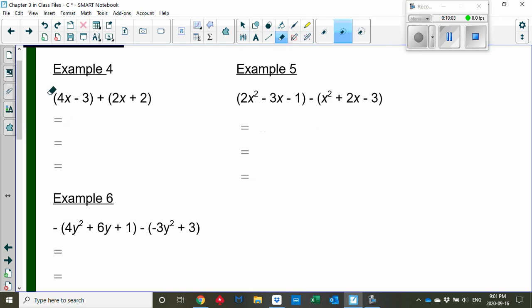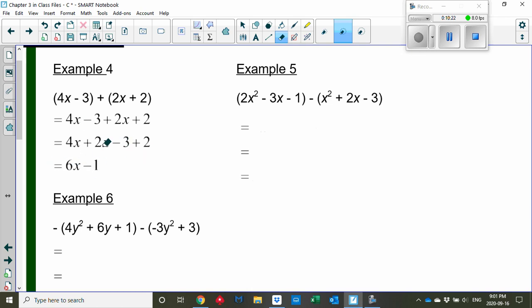Okay, so welcome back. I'm going to go quickly through these ones. Nothing out front of this bracket, so we get rid of it. Everything stays the same. And there's a positive out front of this one, so that goes away. Everything stays the same. I move my terms. 4 plus 2 is 6 of those x's. And negative 3 plus 2 is a negative 1.